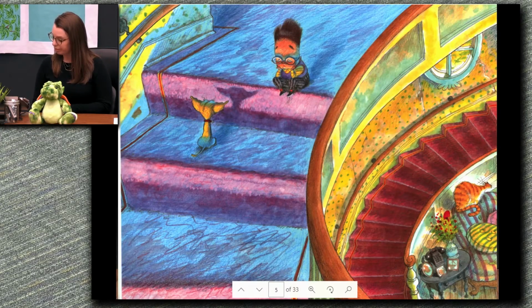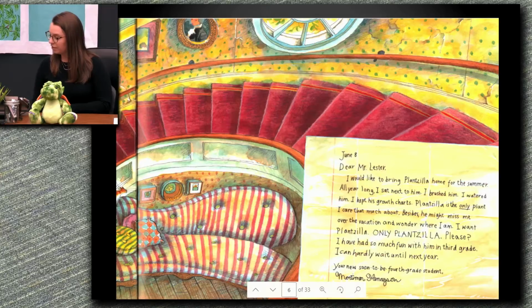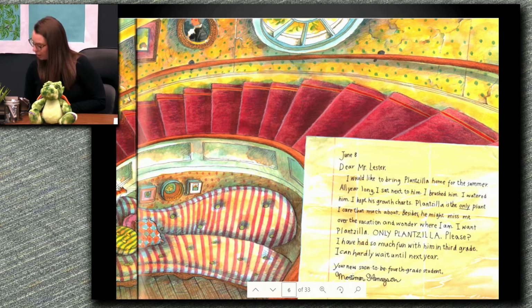Oh, there's Mortimer. And the first letter is June 8, Dear Mr. Lester, I would like to bring Plantzilla home for the summer. All year long, I sat next to him. I brushed him. I watered him. I kept his growth charts. Plantzilla is the only plant I care that much about. Besides, he might miss me over the vacation and wonder where I am. I want Plantzilla, only Plantzilla. Please? I've had so much fun with him in 3rd grade, I can hardly wait until next year. Your new soon-to-be 4th grade student, Mortimer Henryson.